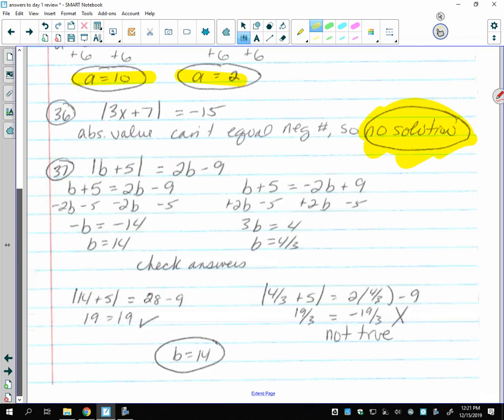And then 37, this one you have to set up 2 equations. One of them is 2b minus 9, but then on this side I have to change it to negative 2b plus 9. And so change both of those, you get 2 answers, but you have to check your answers again, right? And so 14 works. When I plug it back in, I got 19 equals 19. But when I plugged 4/3 in there, I got a positive number equals a negative number. And so again, maybe write an example down on this or write directions about checking your answers.